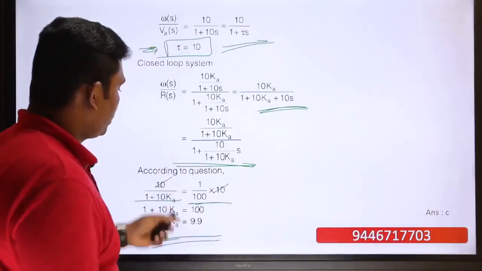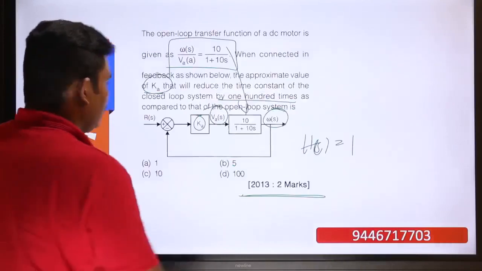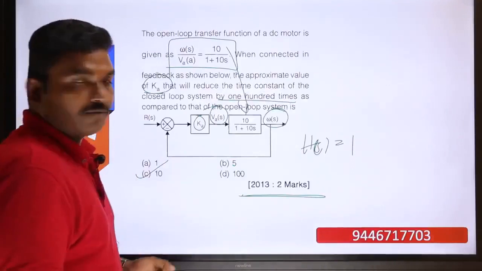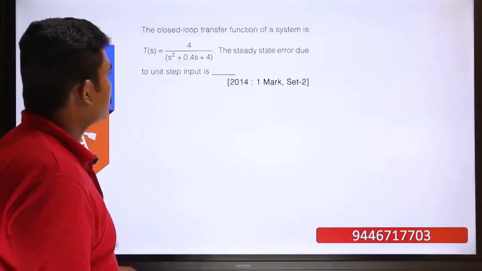So it is 9.9, approximately 10, and then our option will be C, which is 10 for question number 4. Now moving into question number 5.